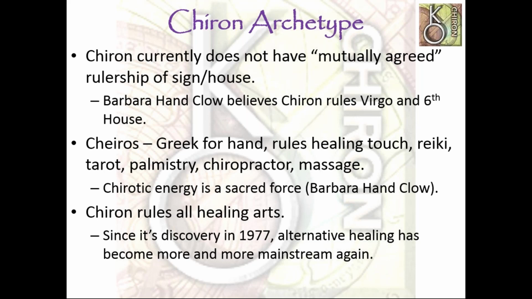Now, Chiron comes from the word kairos, which is Greek for the hand, which means that kairos and hand rule healing touch, Reiki, tarot, palmistry, any chiropractic work, any massage work. Barbara also looked at chirotic energy as being a sacred force that comes through the hands, that we will use with healing. Chiron, though, has been expanded to include all of the alternative healing arts.